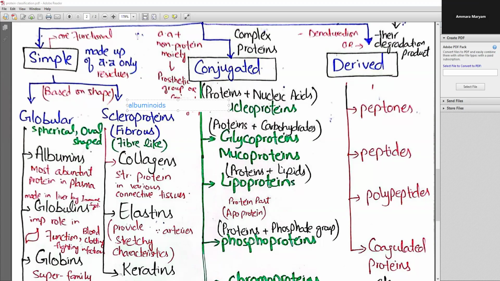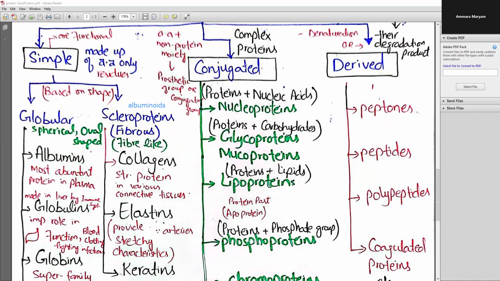ठीक है, so these are not albumins. Albumins is something else. Albuminoids are basically the fibrous proteins, जिसको हम कह रहे हैं, these are the scleroproteins. Now the next category is the conjugated proteins. So as their name suggests, these are not simple proteins.